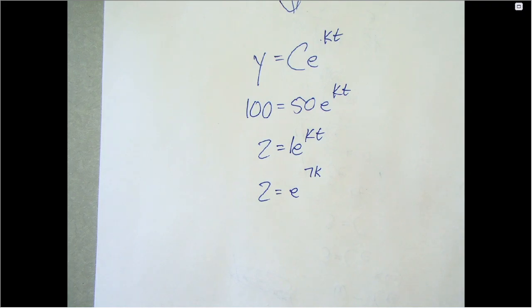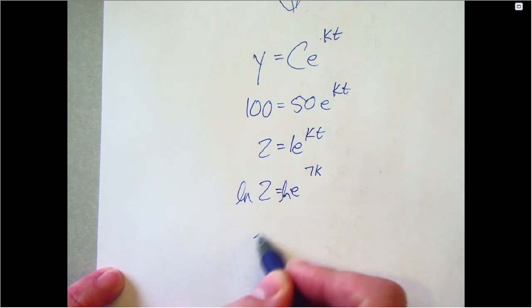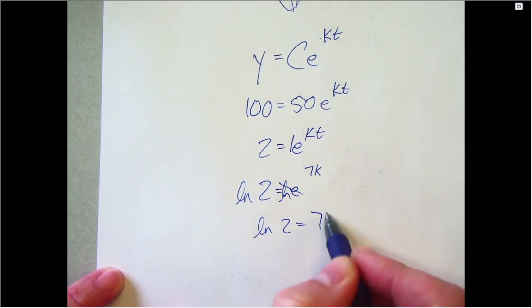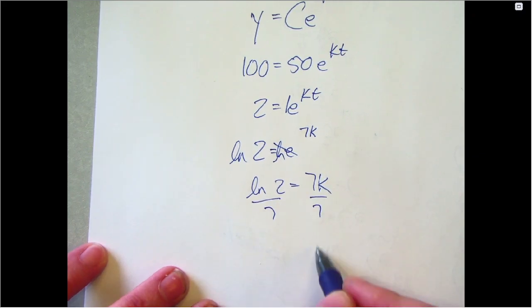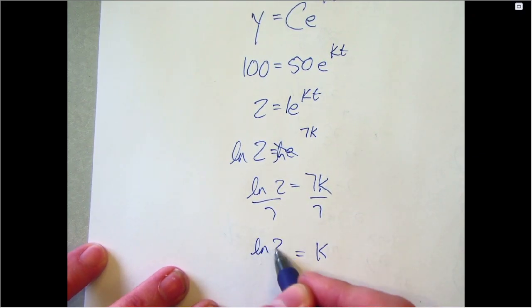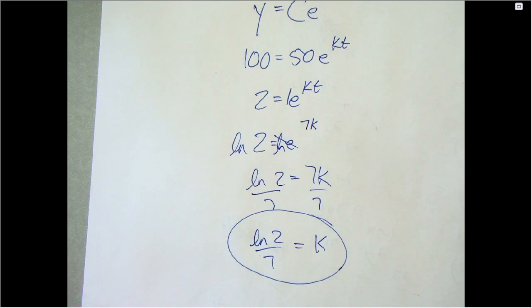And then we have to solve that. So how do I get the variable down? Natural log. So natural log of 2 equals 7k. And then if I want k by itself, I just divide by 7. But you can leave it. If it's multiple choice decimal, you match it up. But either way there.